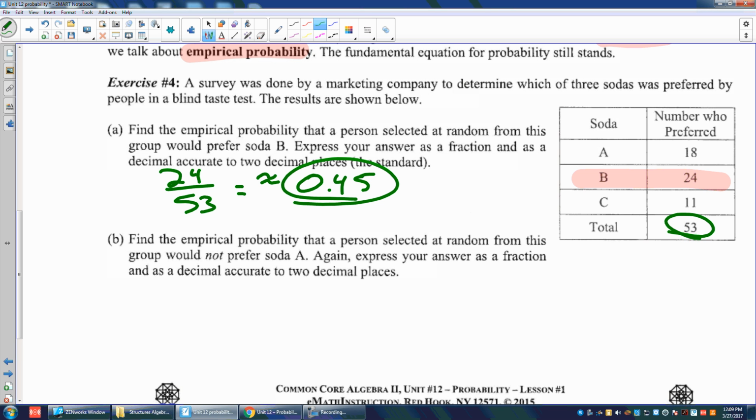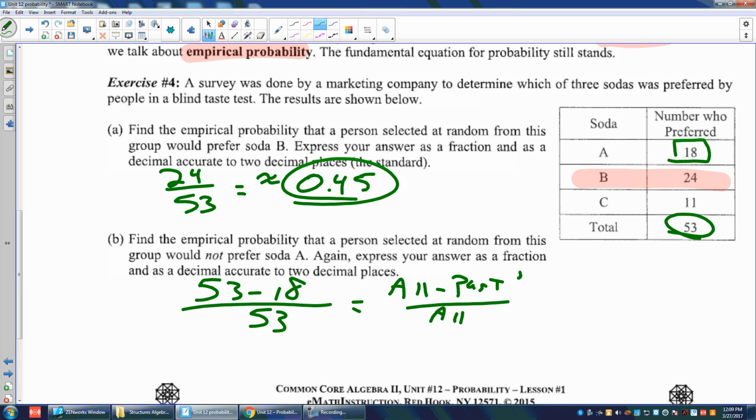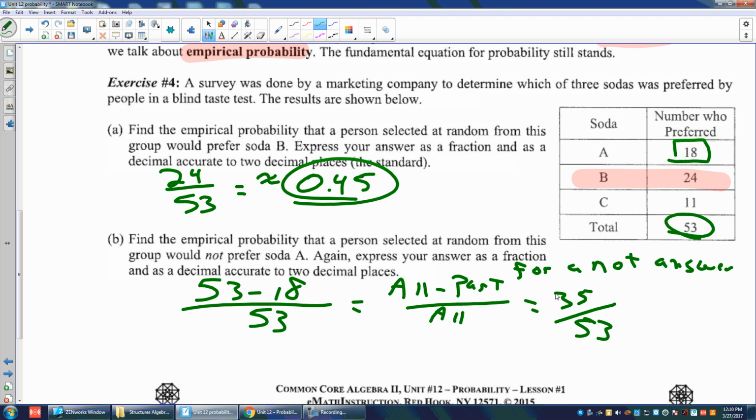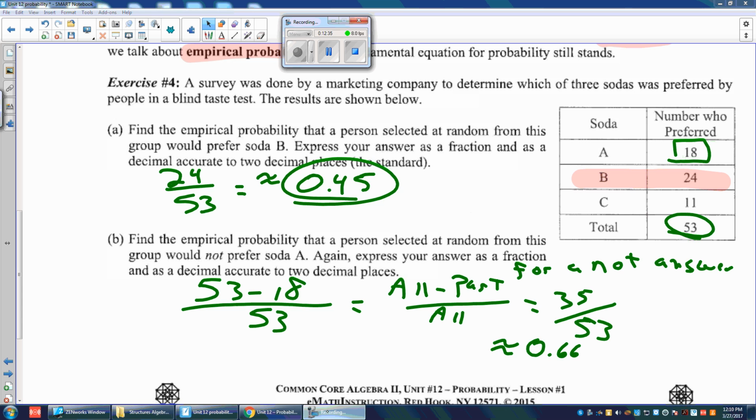Find the empirical probability that a person selected at random from this group would not prefer soda A. Not. So that means, gee, there's 18 that prefer it. So I'm going to do 53 minus 18 to get the answer really quick over 53. That's all minus the part over all, for a not answer. And when we do the arithmetic, thirty-five over 53, which is rounded to 66 hundredths. Okay, that was quick and easy.